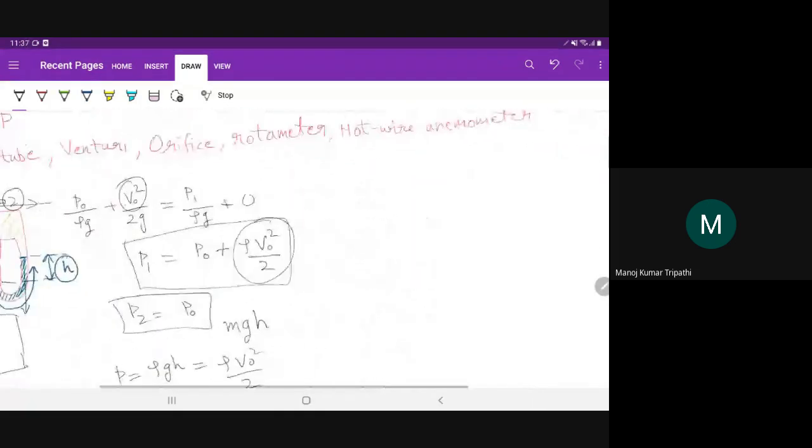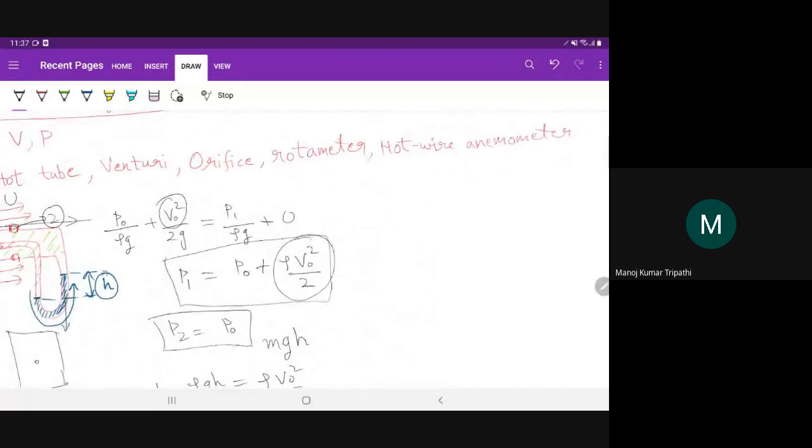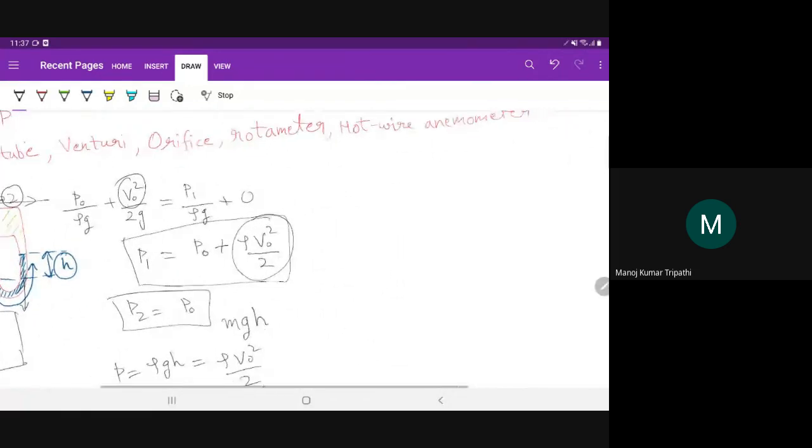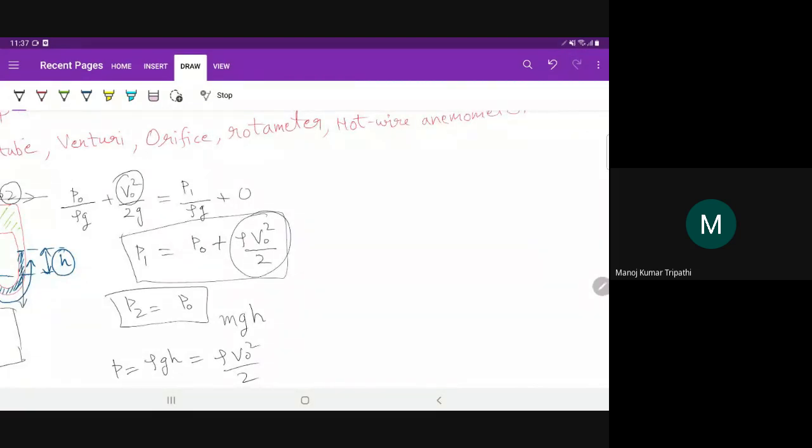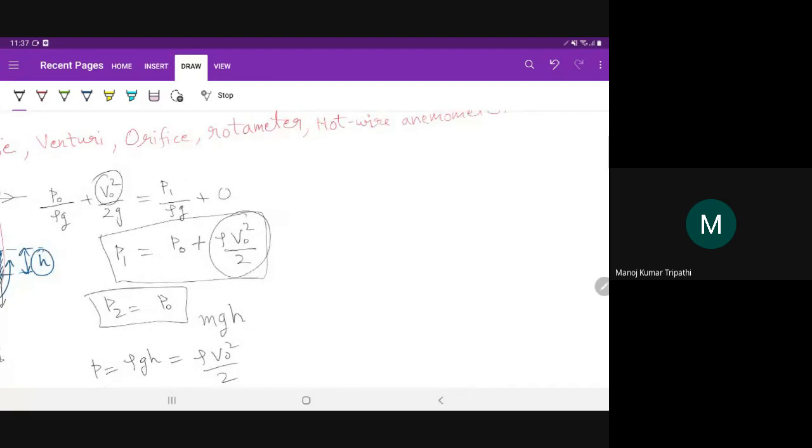Okay. So this Venturi meter also follows a similar principle. All of them use the Bernoulli equation, most of them. This is a Venturi. This is how a Venturi looks. So you have two holes here. You have a narrow section and a wide section, and you have a manometer in between these two.